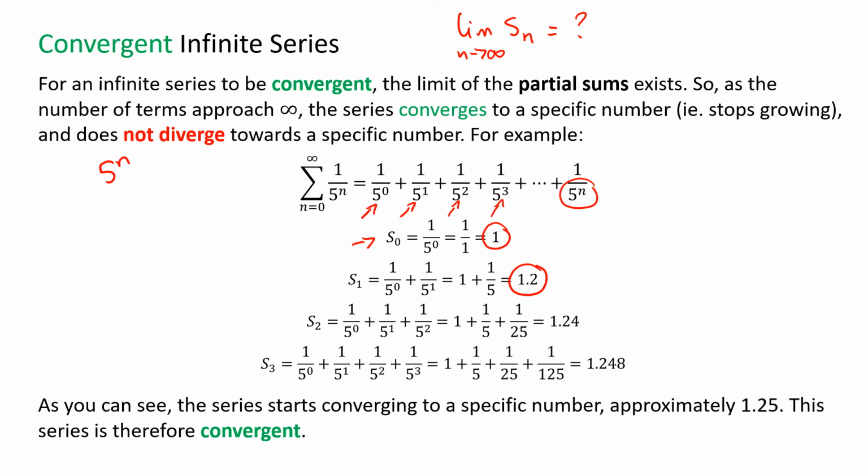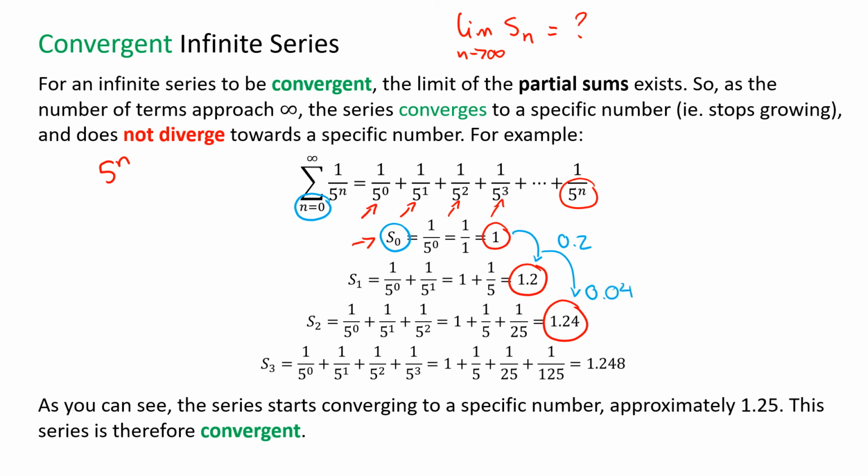Our third sum, okay, we're calling it S2 because remember, we have S0 because we have n equals 0 here. Our third sum, S2, is 1 divided by 5 to the exponent 0 plus 1 divided by 5 to the exponent 1 plus 1 divided by 5 to the exponent 2. So we have 1 plus 1 over 5 plus 1 over 25, which gives us 1.24. So you can see this grew by 0.2, this grew by 0.2, this grew by 0.04.